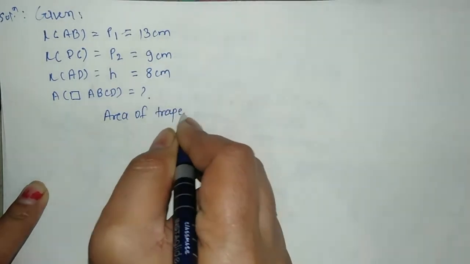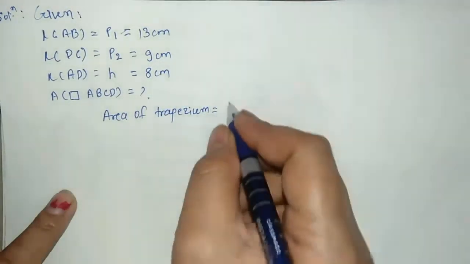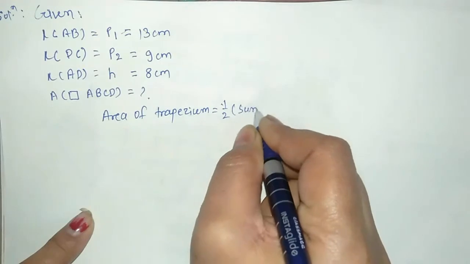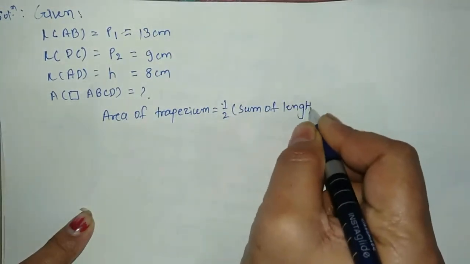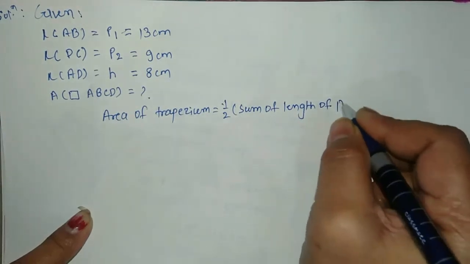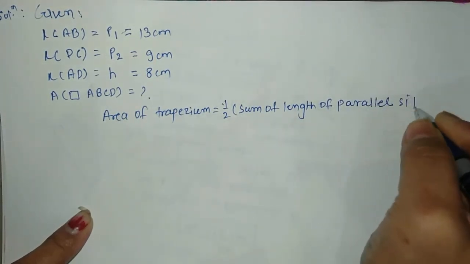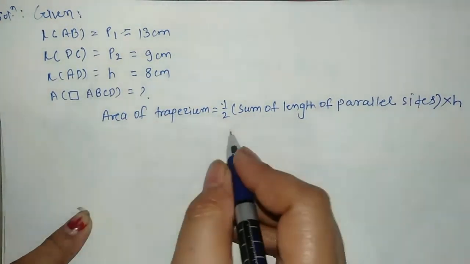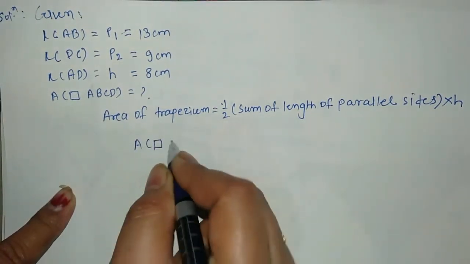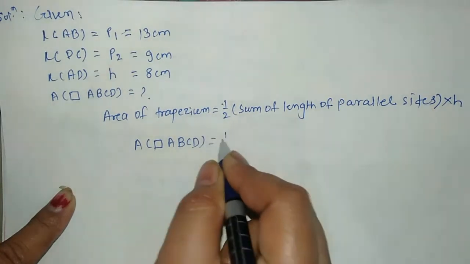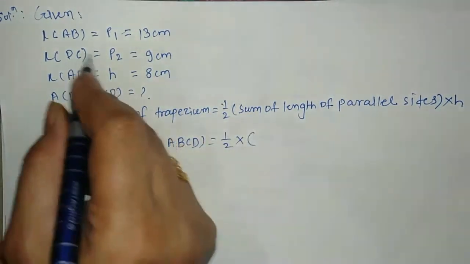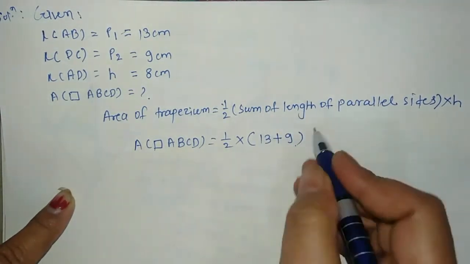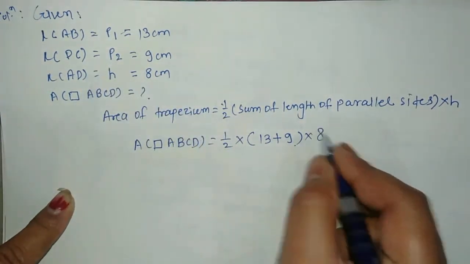Area of trapezium is equal to half into sum of length of parallel sides multiply by H. Now put up the values. So area of trapezium ABCD is equal to half into 13 centimeter plus 9, the sum of the length of parallel sides, multiply by H, which is 8 centimeter.